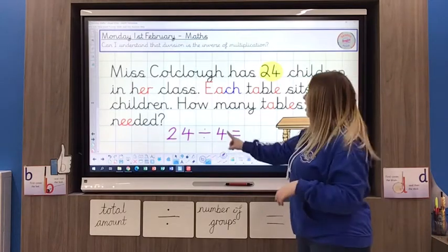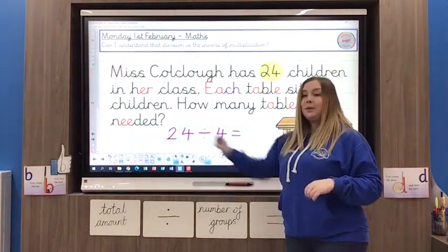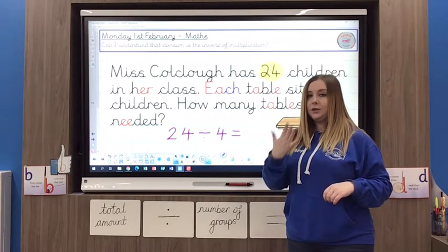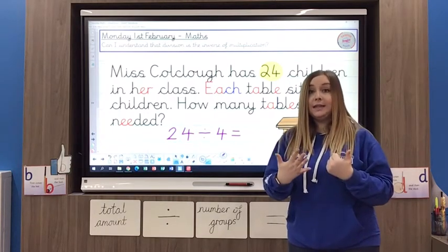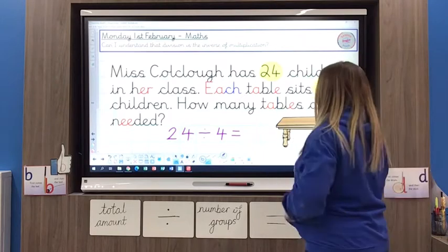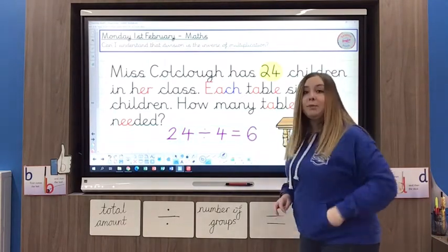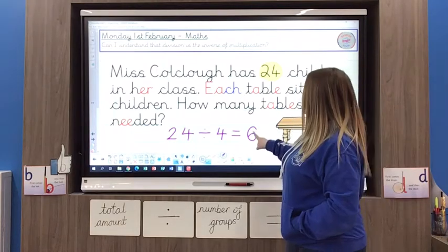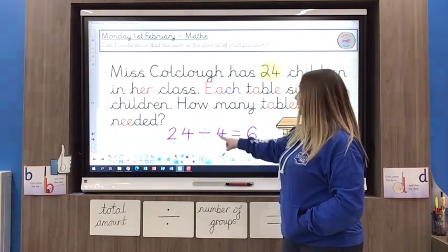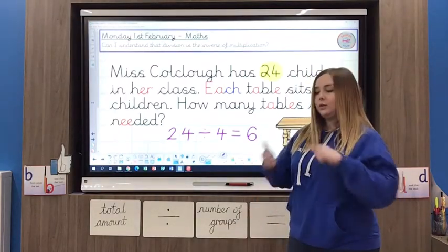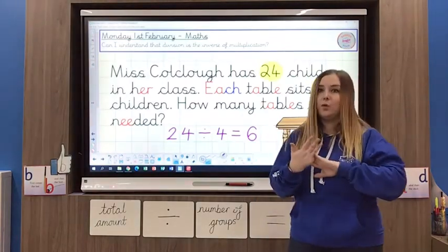So let's count in our 4s till we get to 24. 4, 8, 12, 16 and 20. 24, so that's 6 times. Okay, and now I'm going to check 6 times 4 or 4 times 6 should equal 24. So 6, 12, 18, 24.